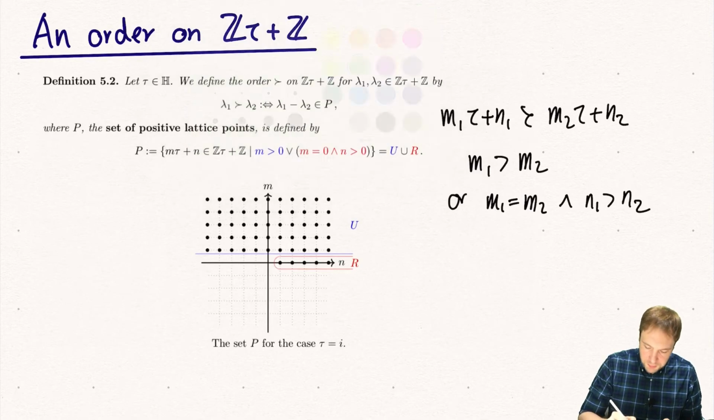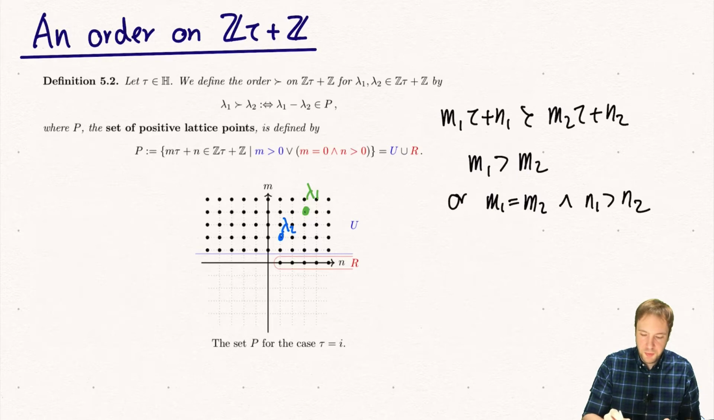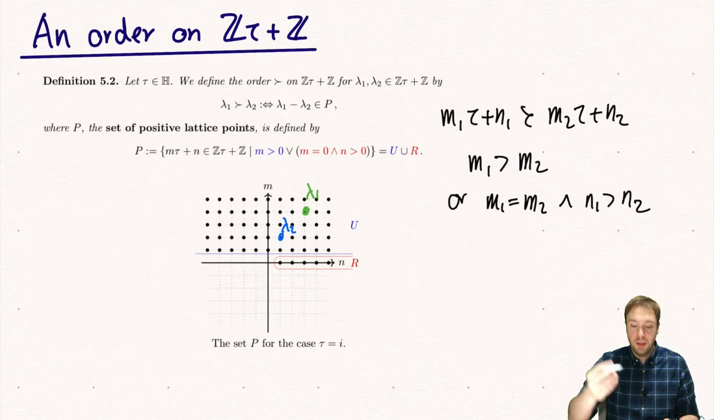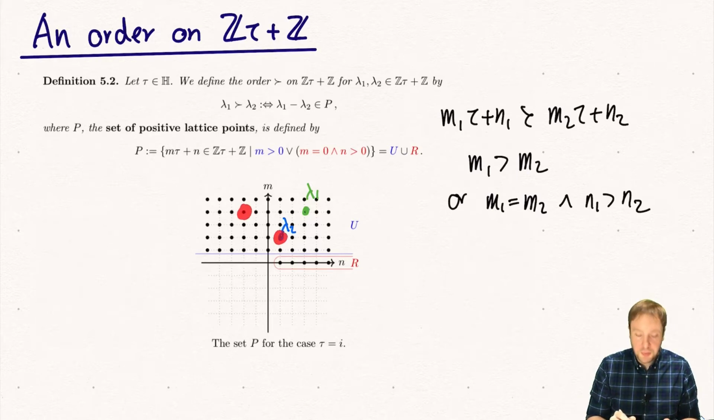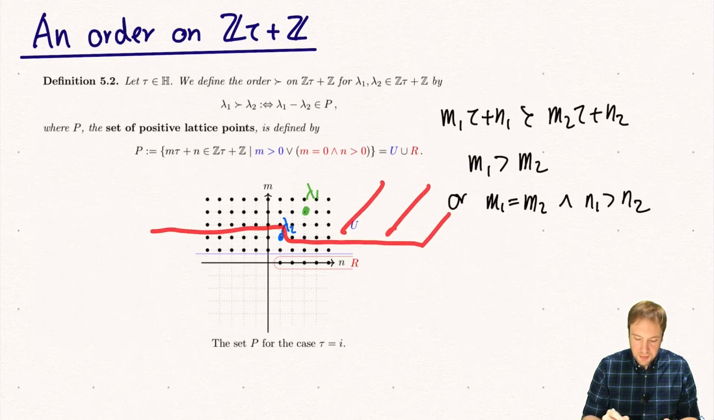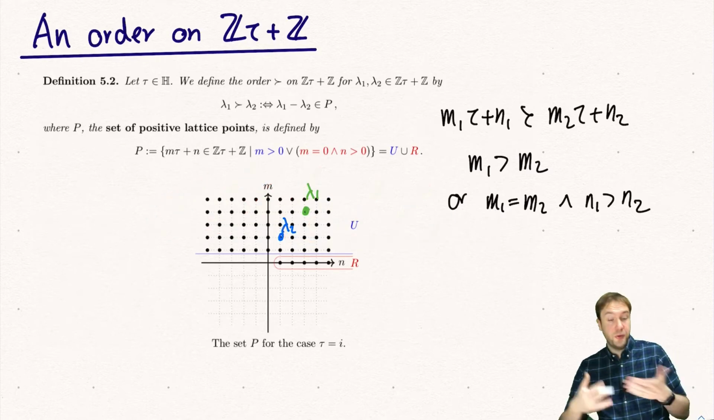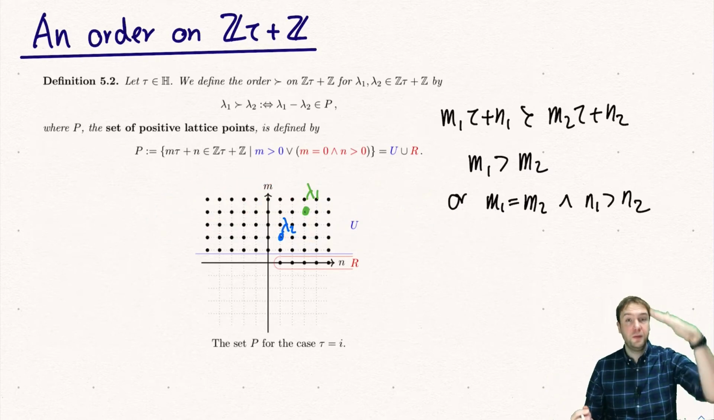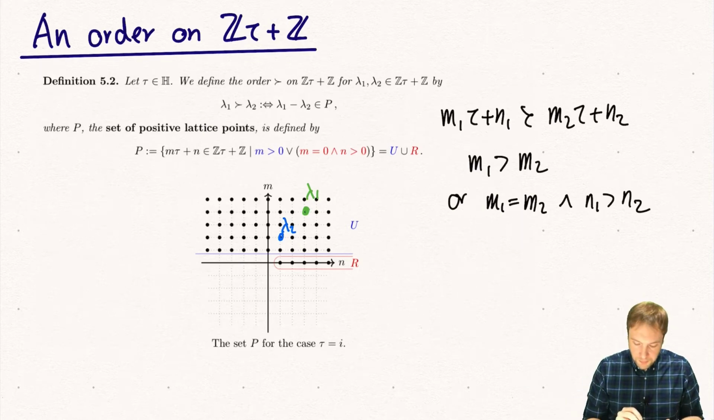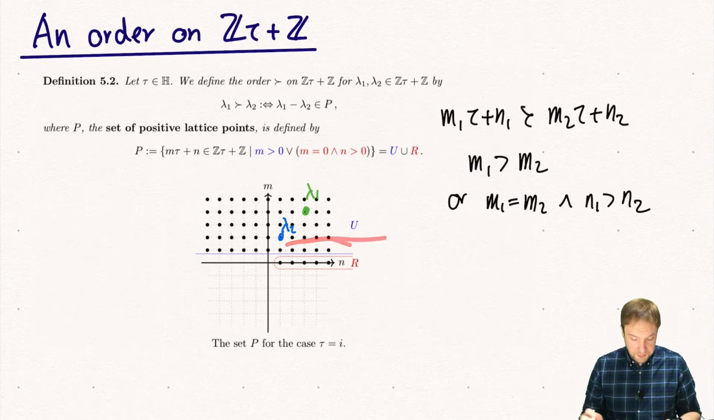So for example here, this lattice point lambda 1 is larger than this point here because it's above lambda 2. But this point here is also larger than lambda 2. Everything on the right of lambda 2 is larger than lambda 2, and more generally everything in this space here is larger than lambda 2. So a lattice point is larger than another lattice point if it's above, or if it's on the same level and on the right.